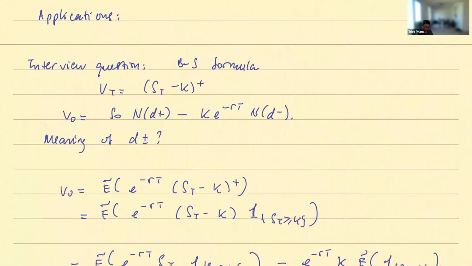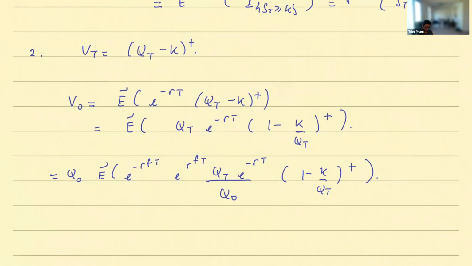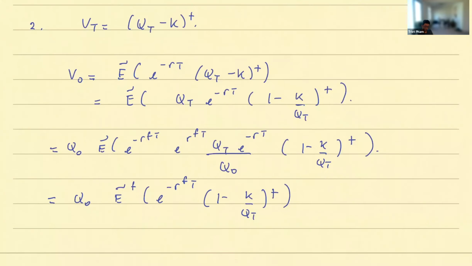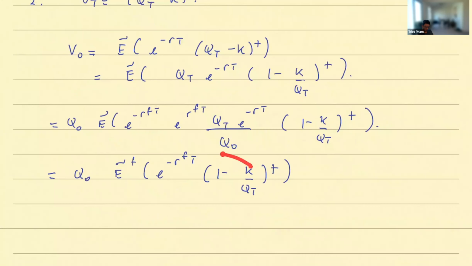So therefore this is going to be equal to Q0 E tilde F of. Let's do one more thing: let's factor the K out.